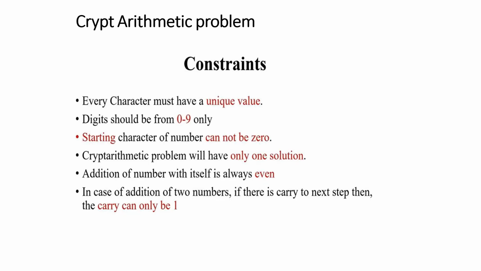So this is the first one, the crypt arithmetic problem. This is one of the easiest problem solving methods. These are the important constraints and rules for solving our crypt arithmetic problem.